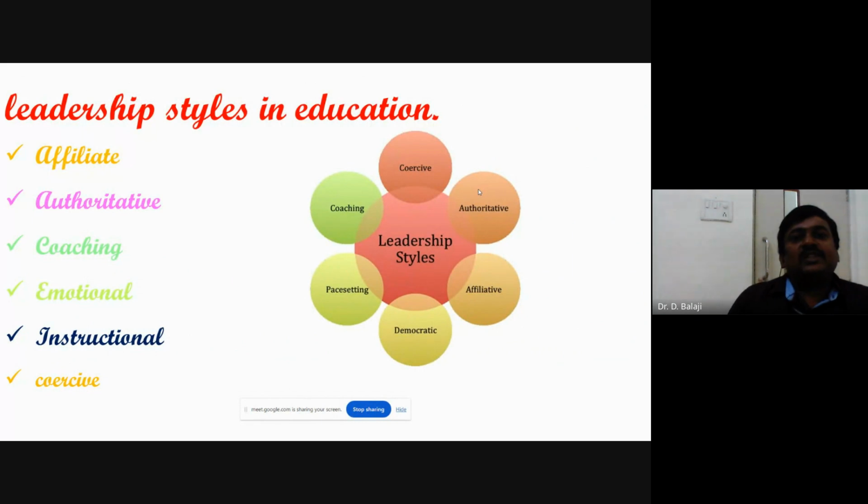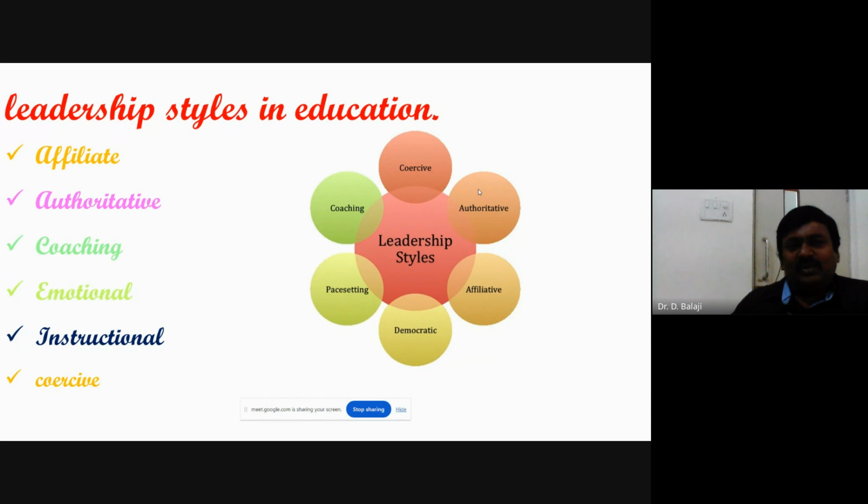Right. Next, leadership styles in education. The leadership styles: affiliative, authoritative, coaching, emotional, instructional, and coercive. So these are the different styles of leadership in education, and a teacher should possess all of these. Affiliative: once you are good with the students, they will affiliate with you. They will get close with you. And if you are authoritative, you should have authority. You should command the students on what to do and what not to do.